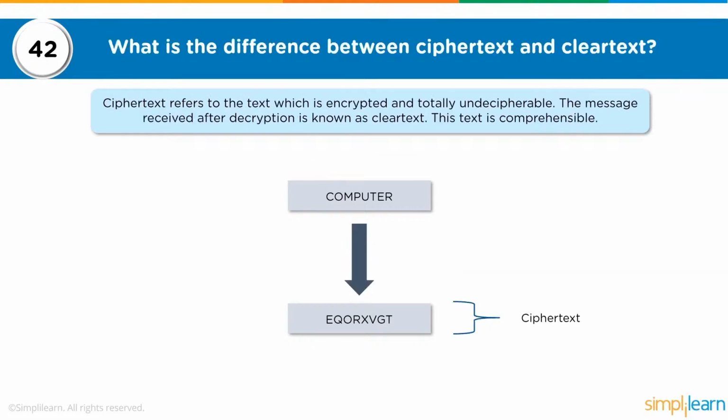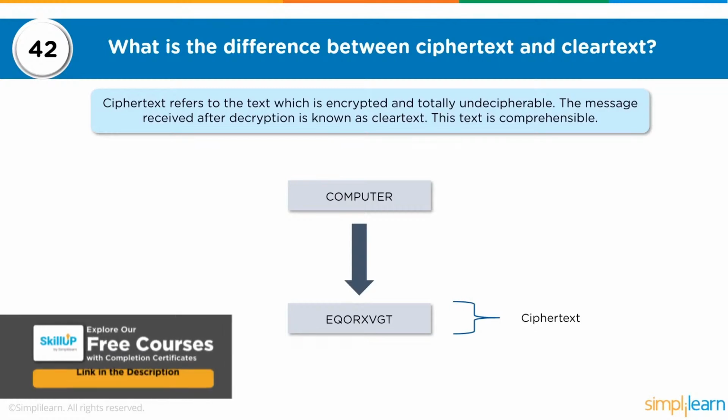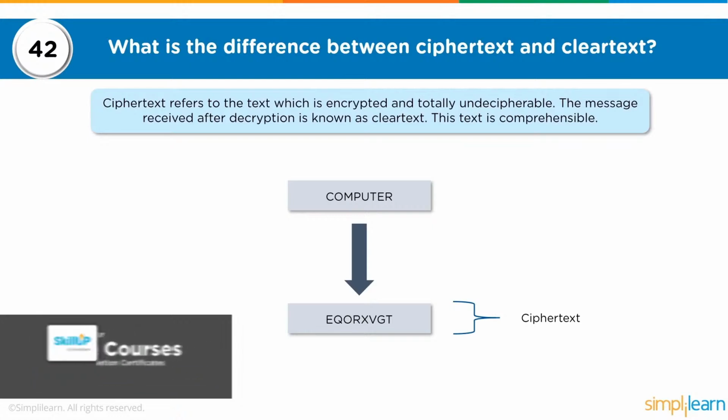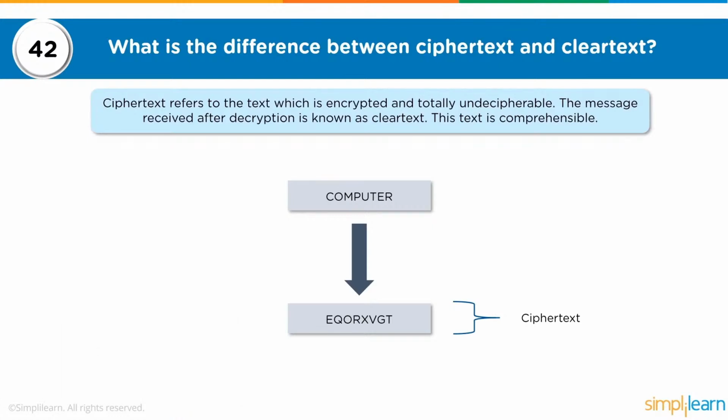The next question: what is the difference between ciphertext and clear text? Ciphertext refers to the text which is encrypted and totally undecipherable. The message received after decryption is known as clear text. This text is comprehensible. So the word computer is clear text. That means that it has not been treated to any cryptographic measures. It does what it is intended to be.